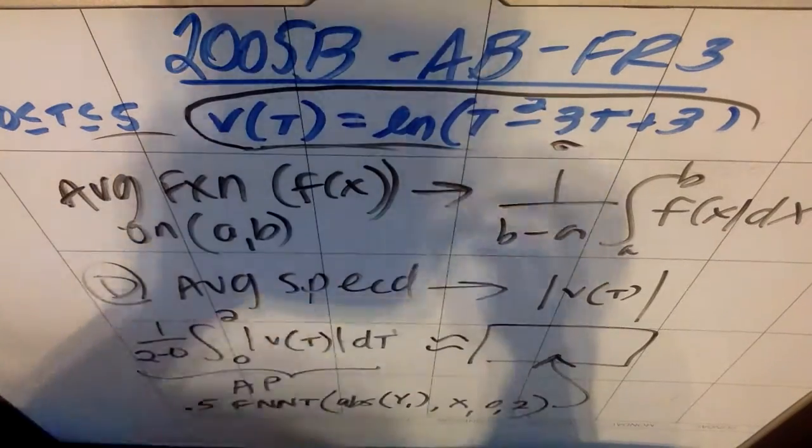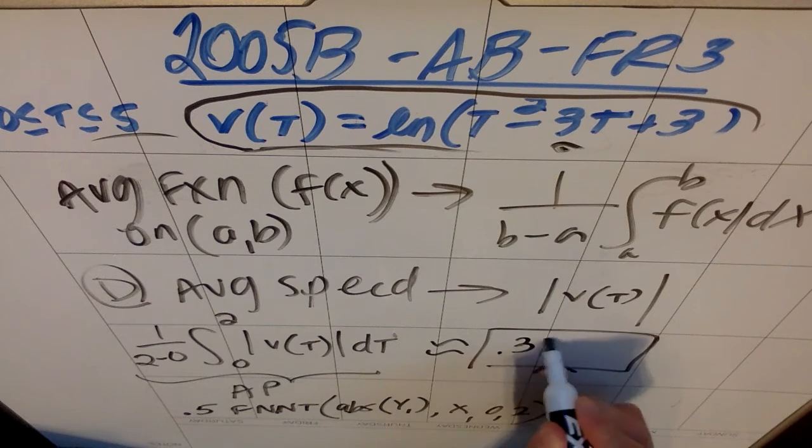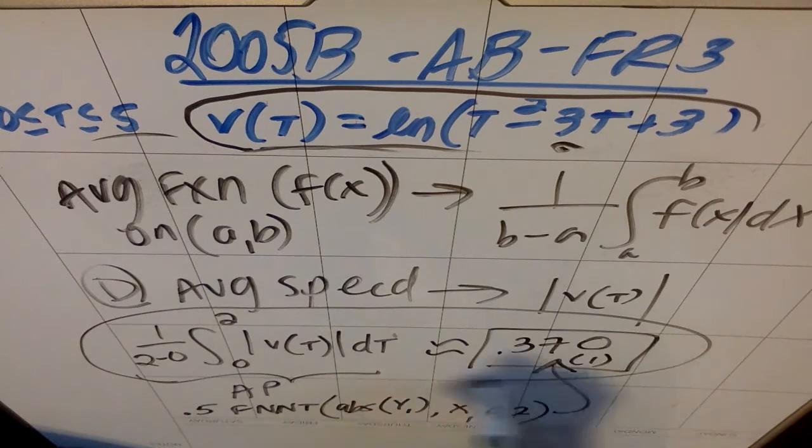And there's my answer. So the answer the AP would want is either 0.370 or 0.371. Either is fine. Again, the AP wants this, but you have to know how to do this to get there, okay?